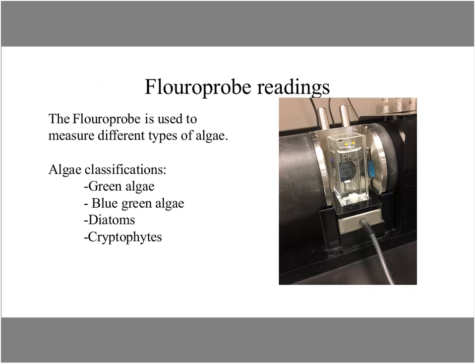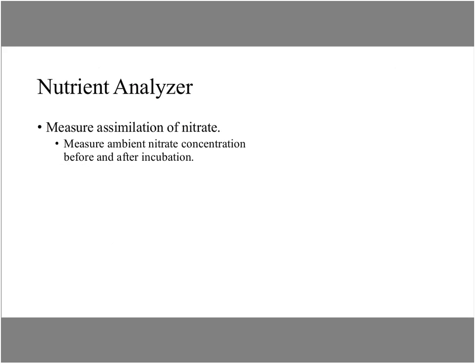To collect our data, we used the FluoroProbe. The FluoroProbe is used to measure these different types of algae. It's used to measure a lot more things, actually, but we were just focused on green algae, blue-green algae, diatoms, and cryptophytes. We also used the nutrient analyzer. We were looking at assimilation of nitrate, and we used this to measure the nitrate concentration before and after the incubation.